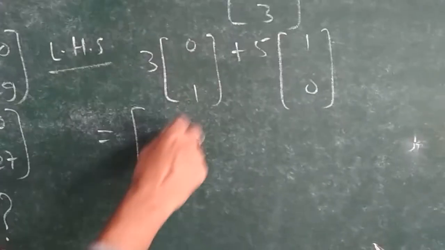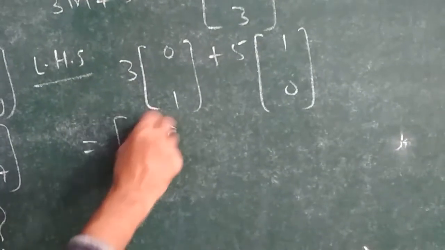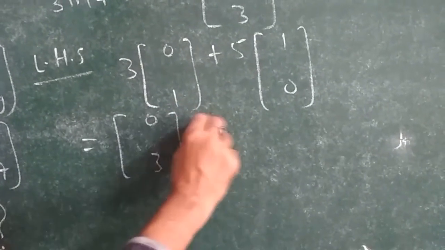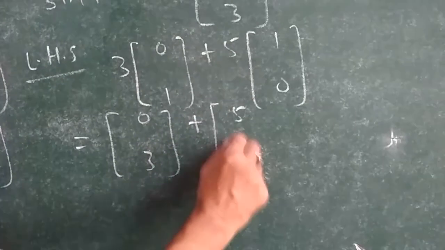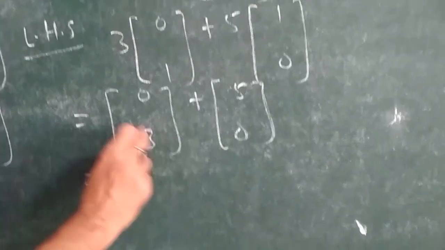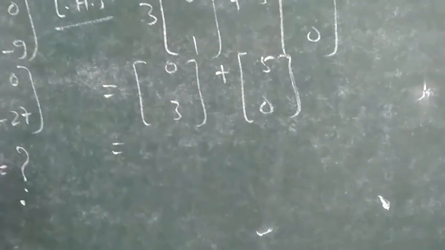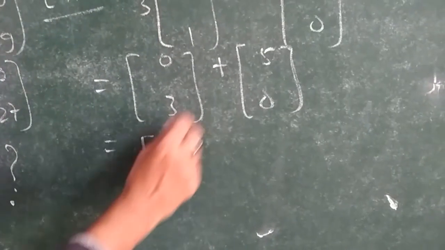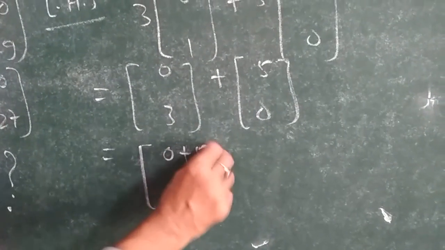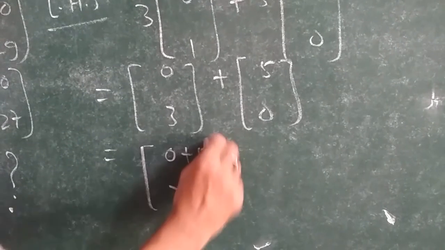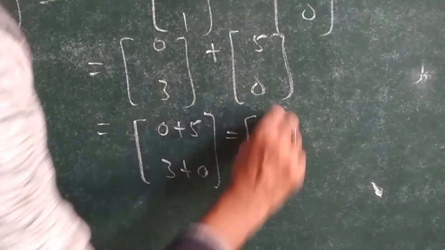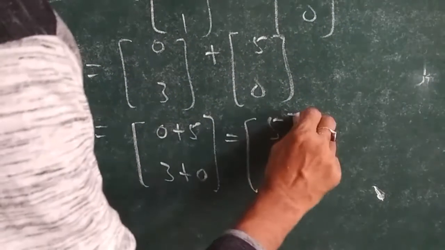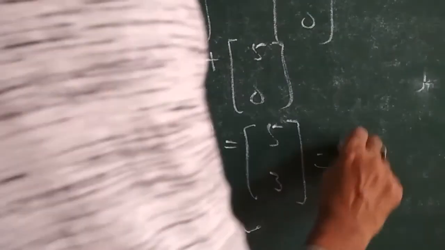This 3 you have to multiply inside with the elements given in the matrix, plus 5, 0. So the two matrices are converted into one matrix, 0 plus 5, 3 plus 0. So it is equal to 5, 3. So this is equal to the RHS.